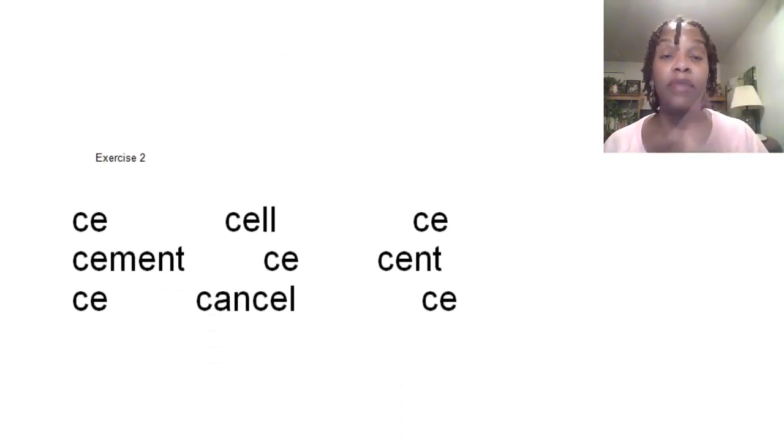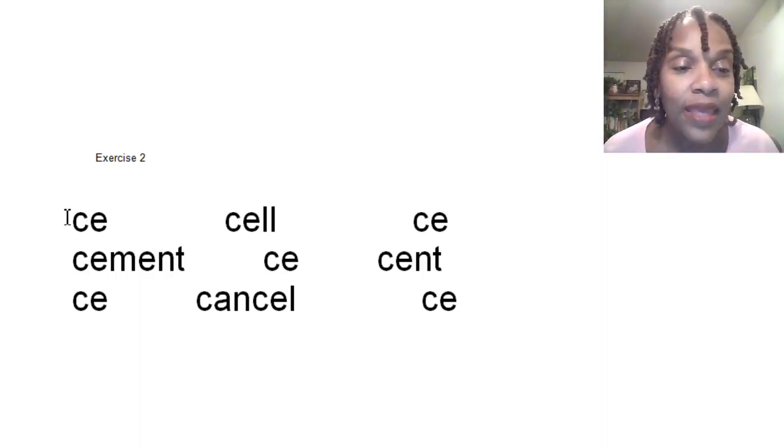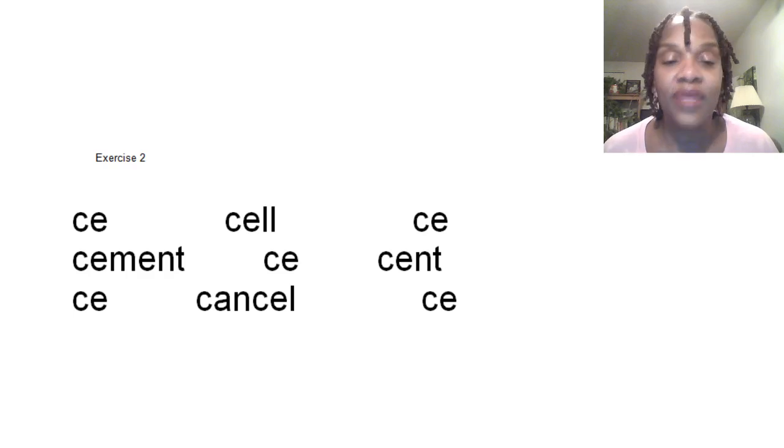All right. So again, this is just eye tracking practice to make sure that you can read from one line of text to the next and not lose your place. So this is getting your eyes ready to read large volumes or large amounts of words or big stories or big words or big books or whatever, right? So let's do it together. Ready? Go. Se, sell, se, cement, se, scent, se, cancel, se.